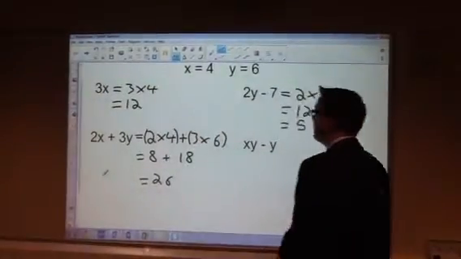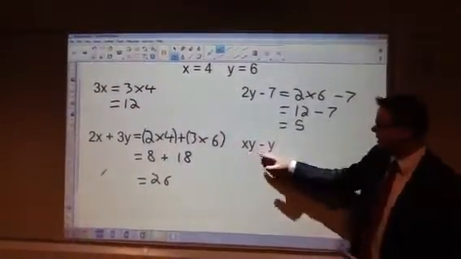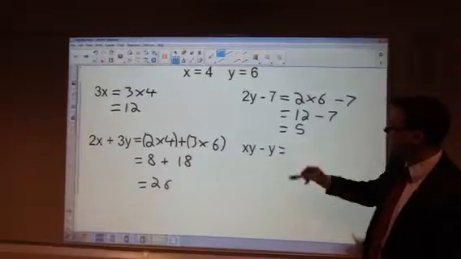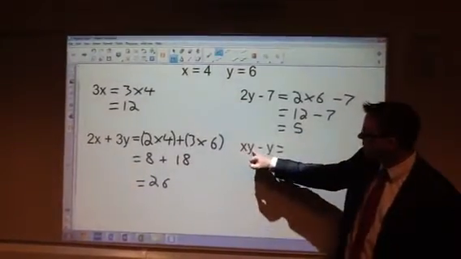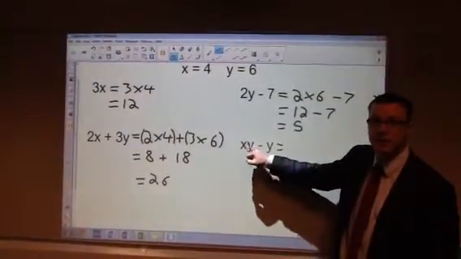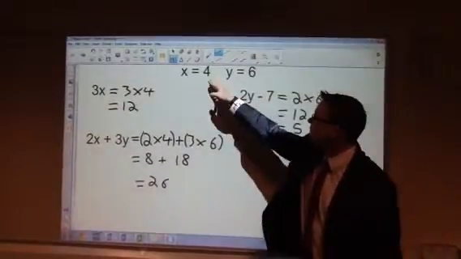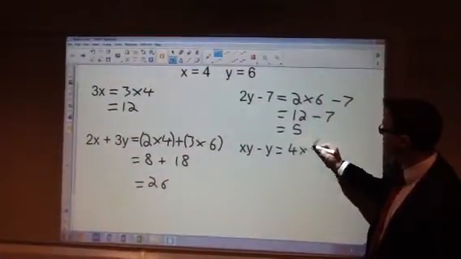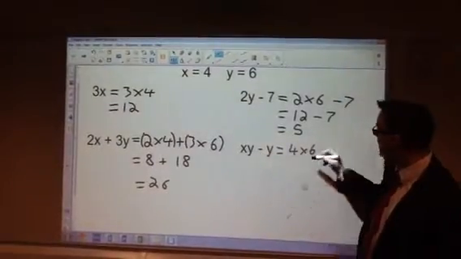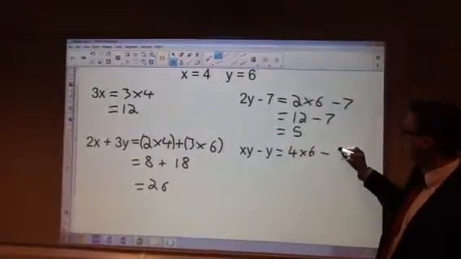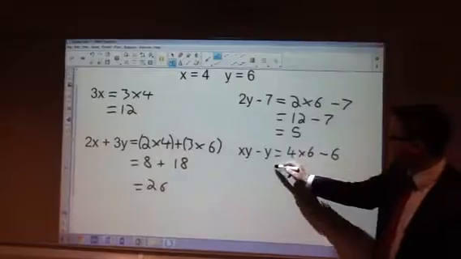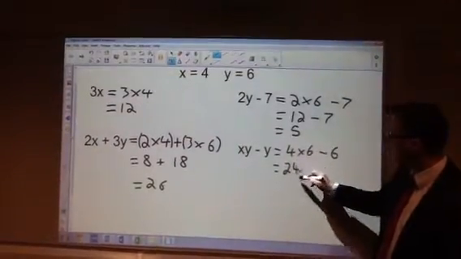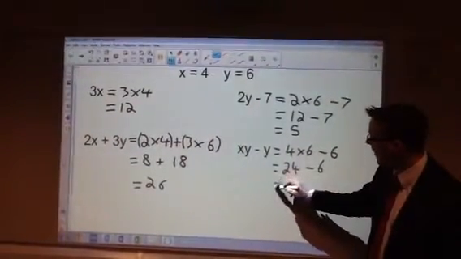This last one doesn't even have any numbers yet. It's all letters. Doesn't mean that we do anything differently. The x and the y next to each other means that they times by each other. So x is 4, y is 6, so all we're doing is 4 times 6, and then we've got that minus sign in between, and then we have the y is 6. 4 times 6 being 24, minus 6, 18.